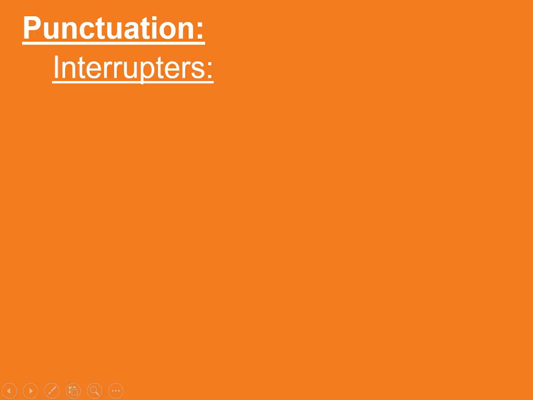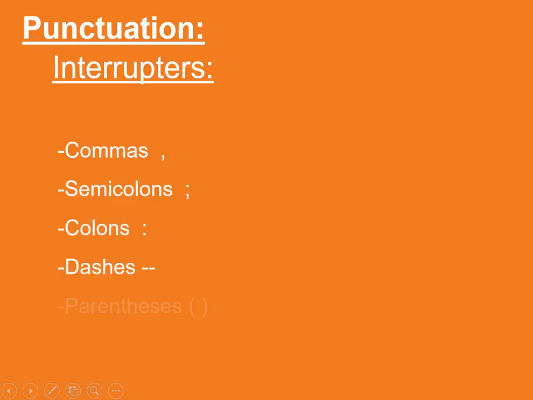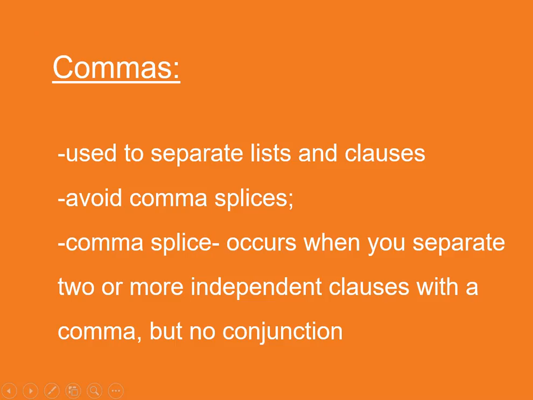So punctuation. We know about periods, exclamation points, question marks, quotation marks even, but there are some different kinds of punctuation called interrupters that you need to know more about, because they're tested pretty heavily on the ACT. So you've got your commas, which look like this right here, your semicolons, colons, dashes, and finally parentheses. The ACT on your grammar and editing sections of the English portion is going to test you very, very strongly on these punctuation marks. So we're going to go through commas first.